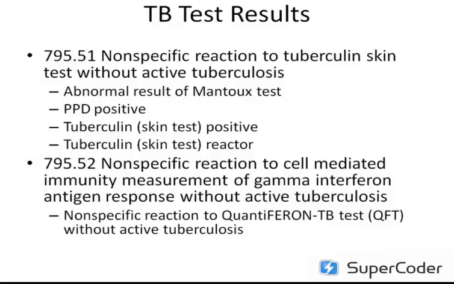So we have 795.51, which is the reaction to a TB skin test. That would either be the Mantoux or the PPD, and we have 795.52, which is the reaction to that cell-mediated immunity test, which is much more specific and, of course, a more extensive test as well.